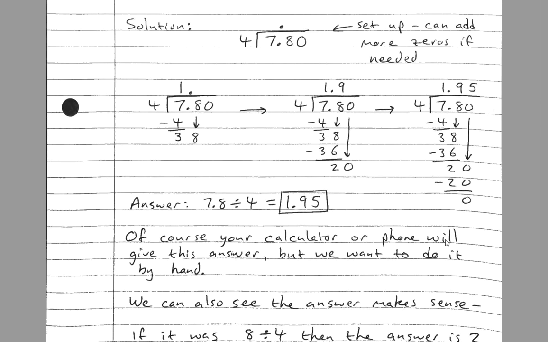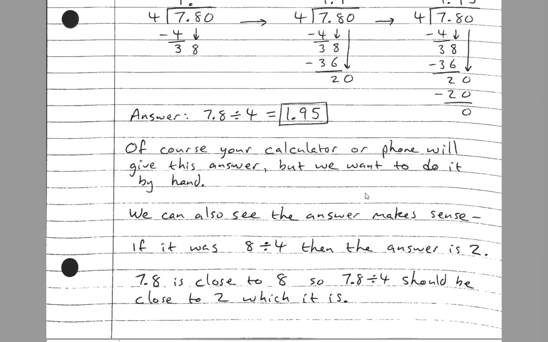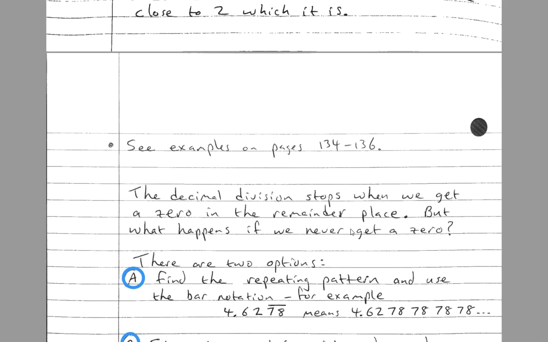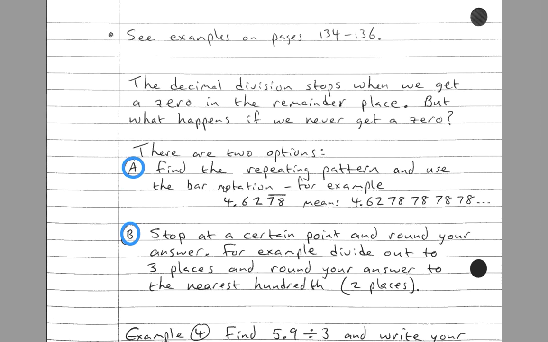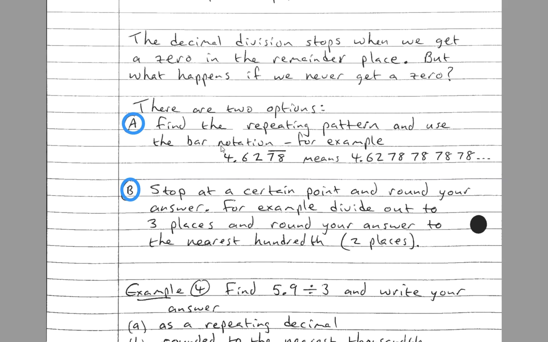All right, so in all these examples, we're looking for a 0 remainder. That tells us when we can stop the calculation. But what happens if you don't get a 0? That can happen. When you do some divisions, you never get a 0. There are two options.